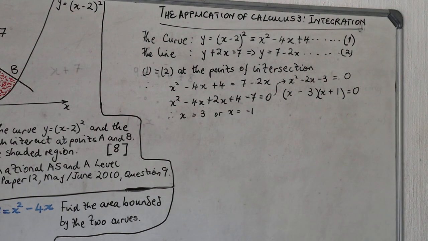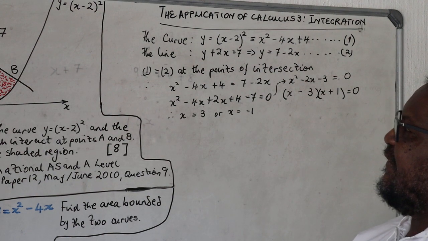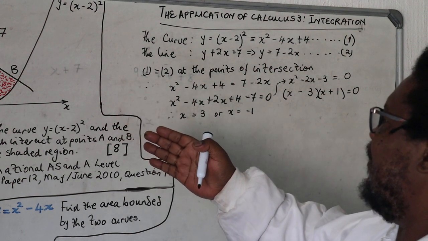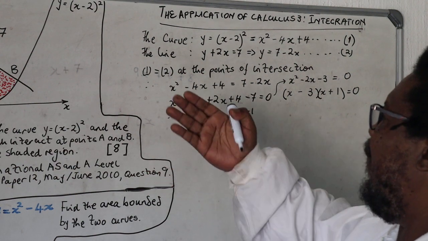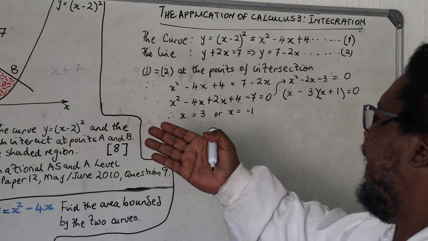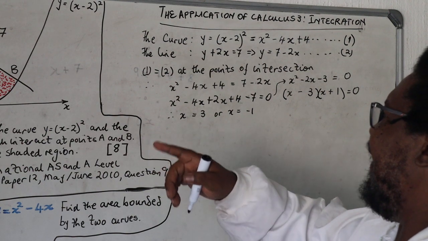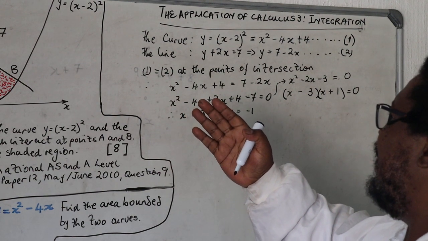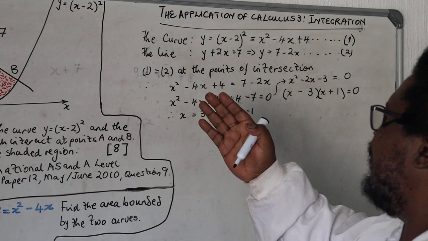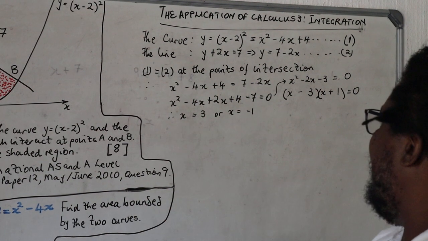So basically, if you look at the diagram there, at the graphs, you can see that A is the point where we have x is equal to minus 1, and B is the point where we have x is equal to 3. Then the line y plus 2x is equal to 7 forms the upper bound of the area that we are supposed to calculate, and the curve y is equal to bracket x minus 2 bracket squared forms the lower bound.